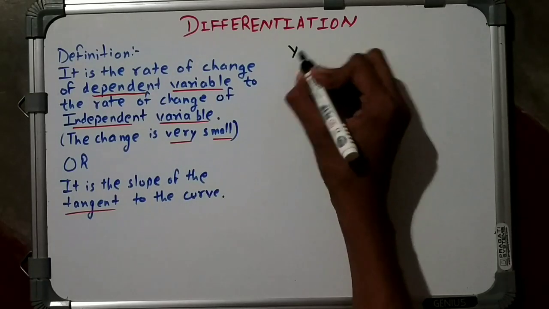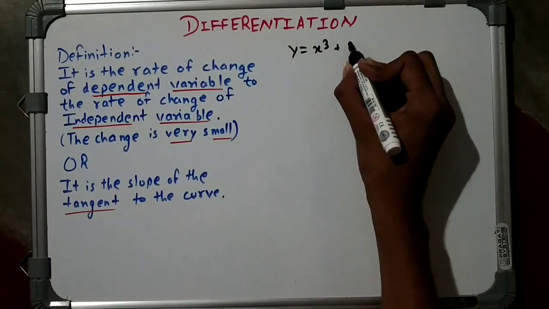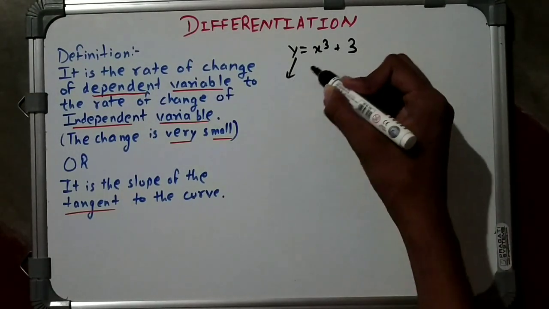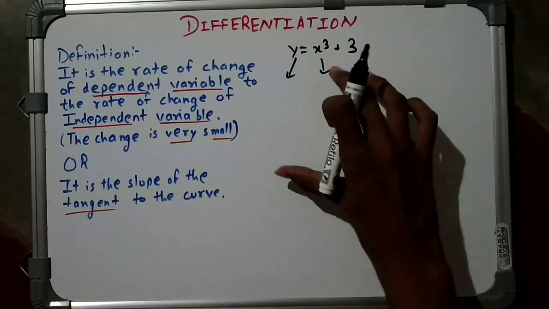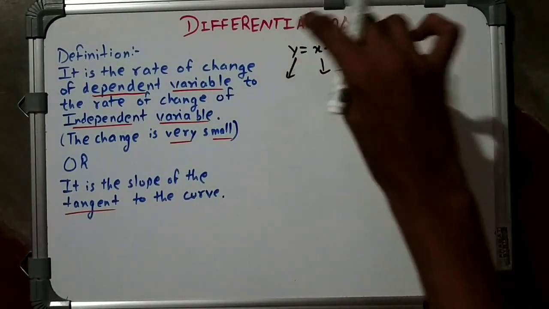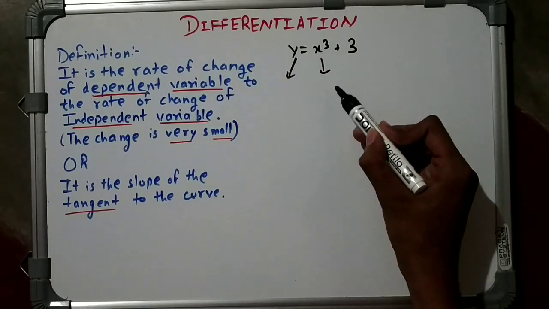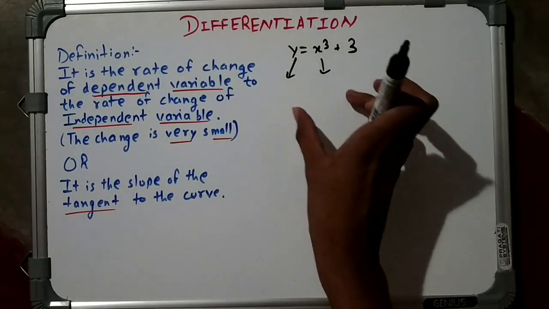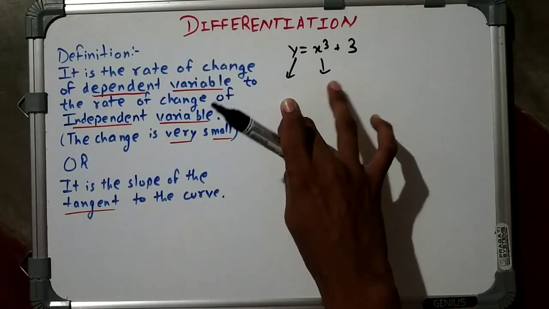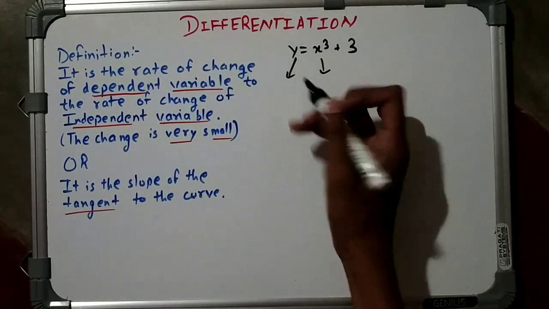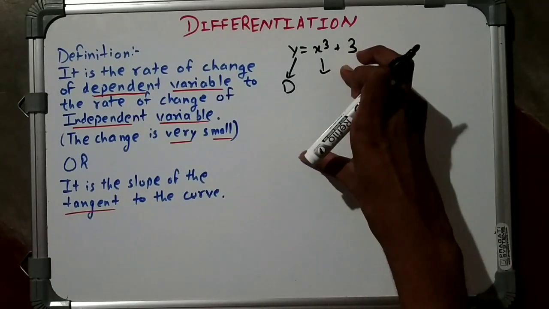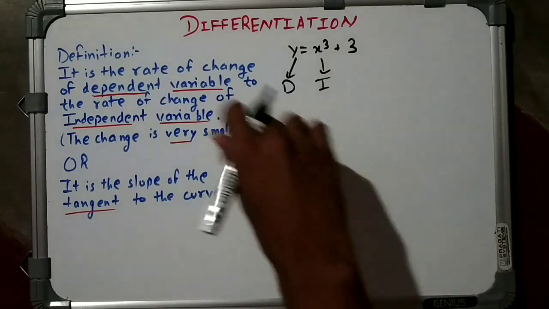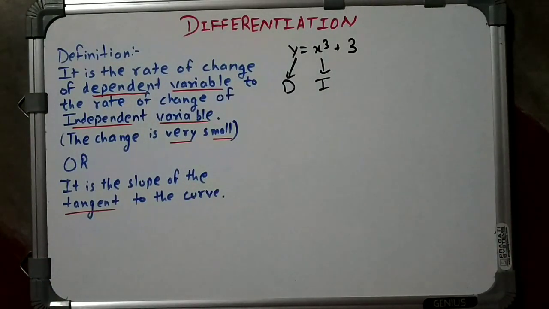Let's have a function like this: y is equal to x cube plus 3. Now here the value of y actually depends upon the value of x, because if you change the value of x, the value of y ultimately changes. If I keep the value of x as 1, I'll get the value of y as 4. 1 cube plus 3 is 4, right? So here we can conclude that y somehow depends upon x for its value. So y becomes a dependent variable, whereas x becomes an independent variable. You agree with me, right? So this is what the dependent and independent variable terms mean.